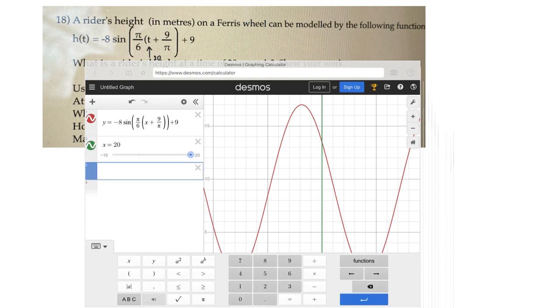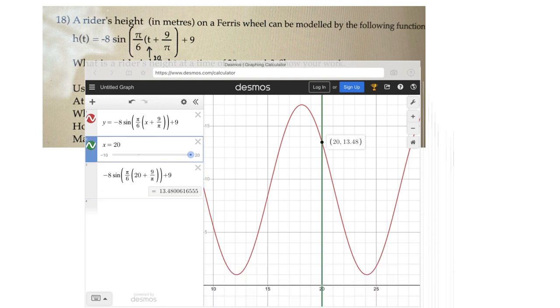Or you could do this. You could go -8 sine bracket pi over 6 bracket, instead of t, I'm putting a 20 there, plus 9 divided by pi bracket plus 9. And they should come up to about the same thing. 13.48 here, 13.48. Okay, then they said use the graph to answer some other questions.